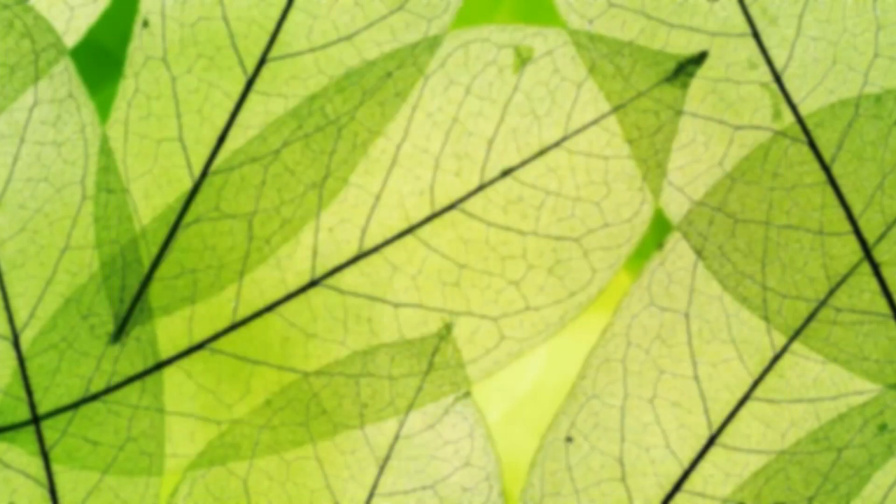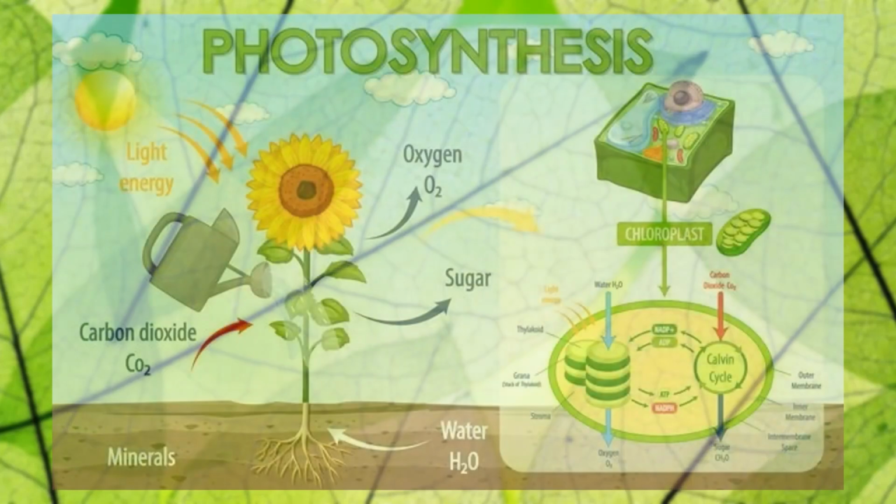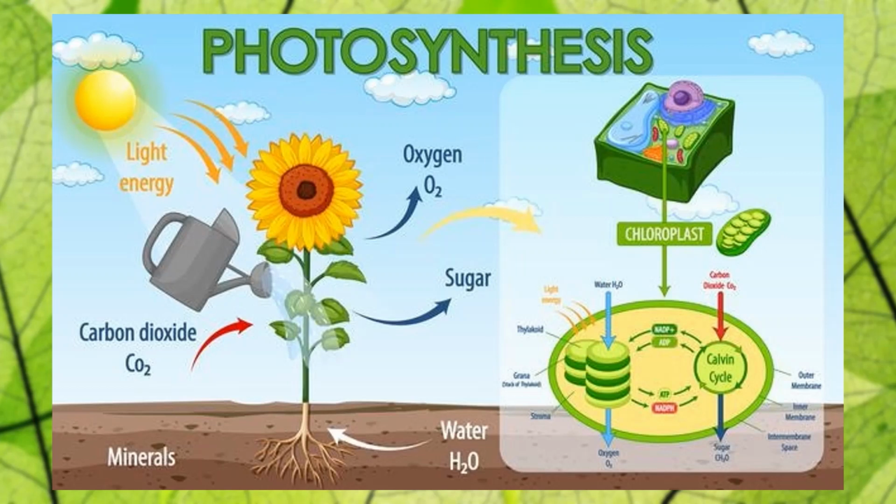The light-dependent reactions convert light energy into chemical energy. The goal of the light-dependent reactions of photosynthesis is to collect energy from the sun and break down water molecules to produce ATP and NADPH. These two energy-storing molecules are then used in the light-independent reactions.